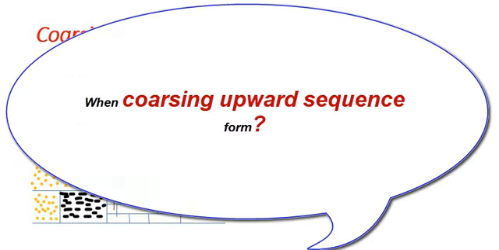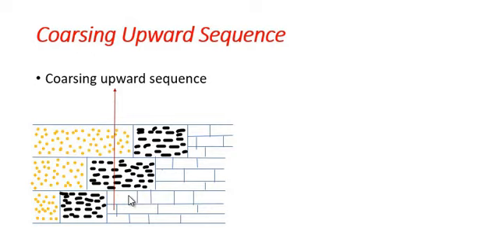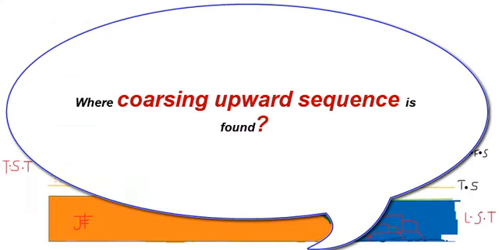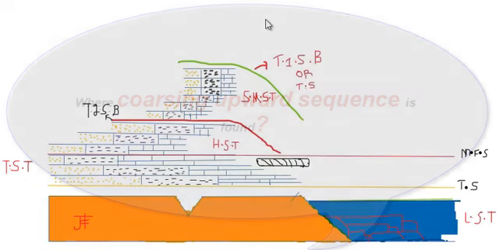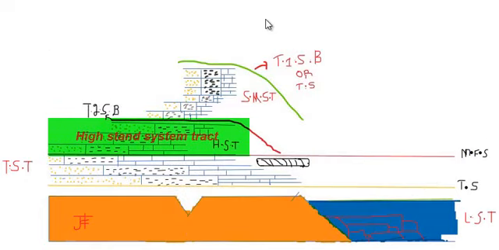Coarsening upward sequence forms during progradation or regression, or during seaward migration of terrestrial species. Coarsening upward sequence is found in highstand systems tract, here limestone, then shale, then sandstone. So coarsening upward sequence is obvious in highstand systems tract.